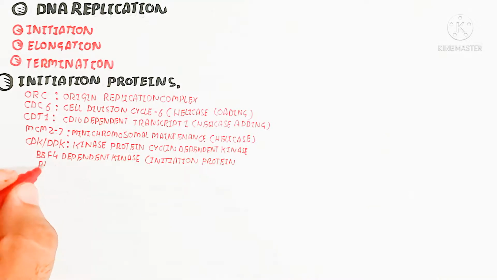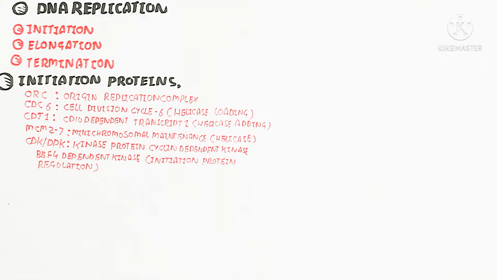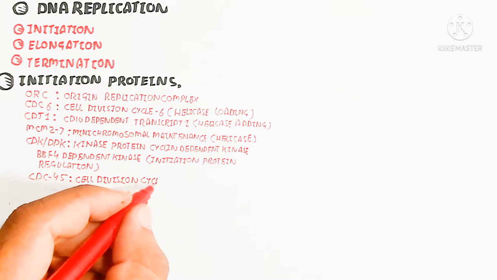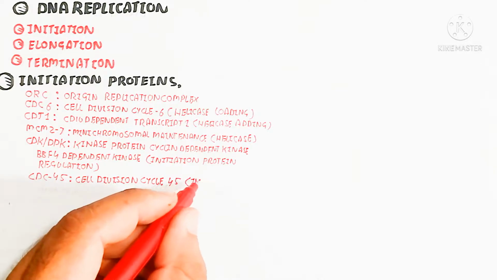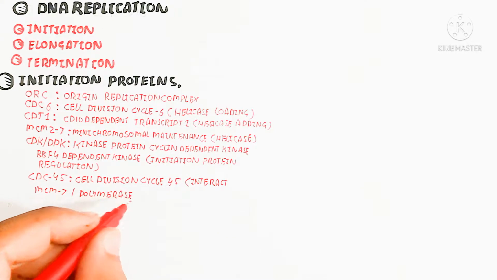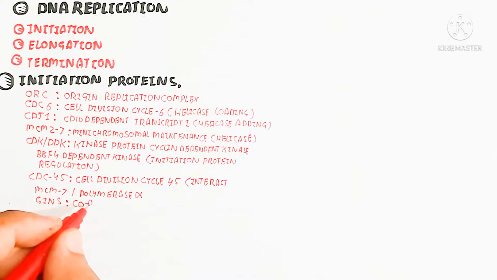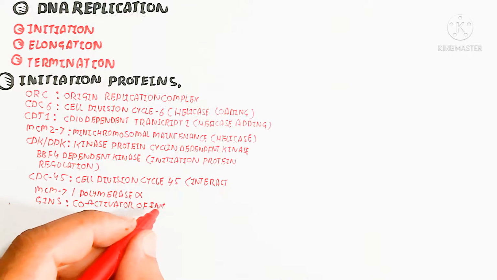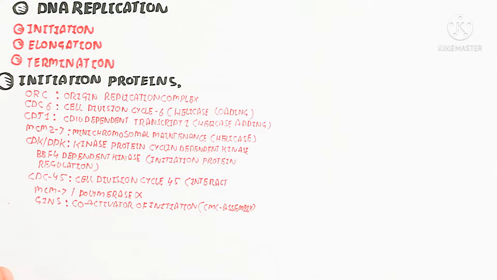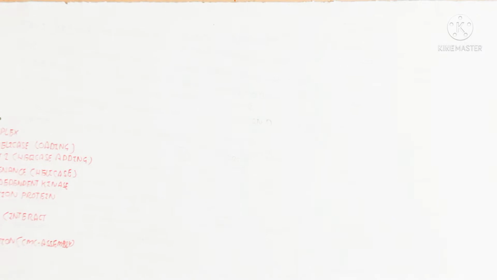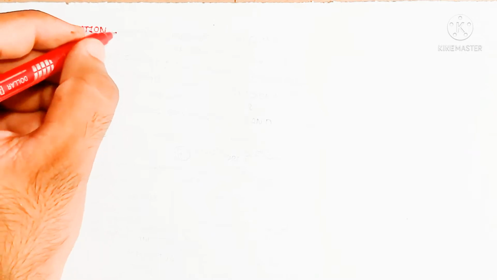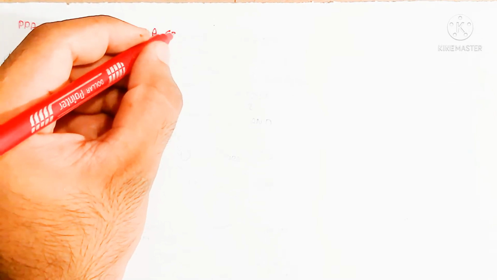CDC45 is cell division cycle 45 and interacts with MCM7, and also with polymerase alpha. It also interacts with MCM2 to 7. The GINS protein is a co-activator of initiation and is involved in MCM assembly.